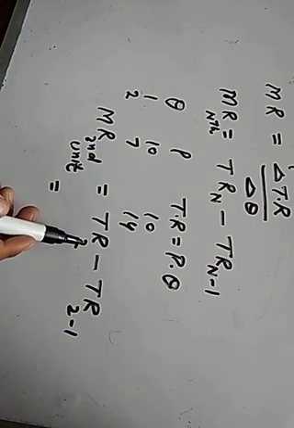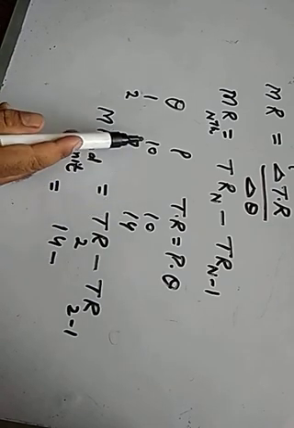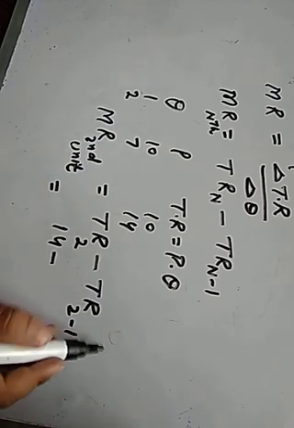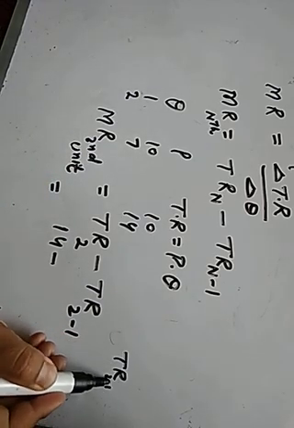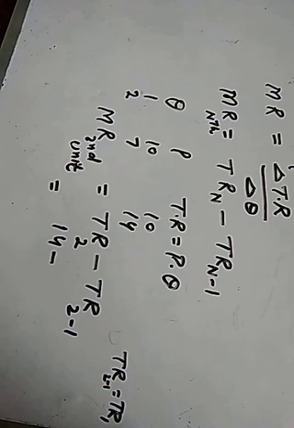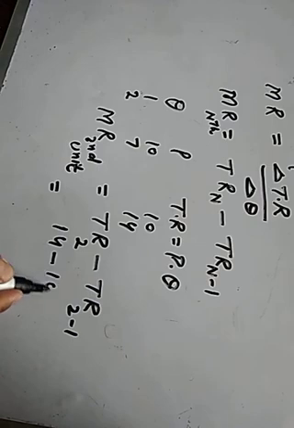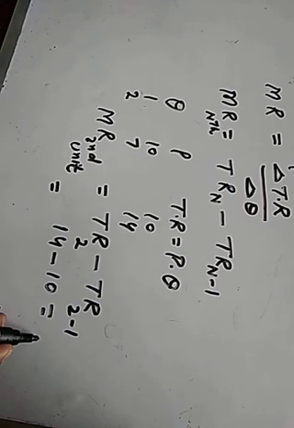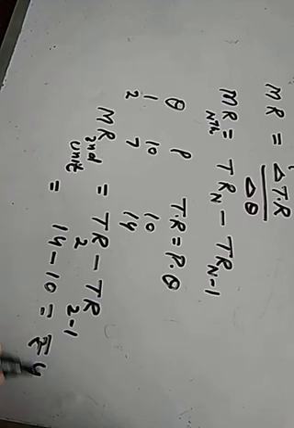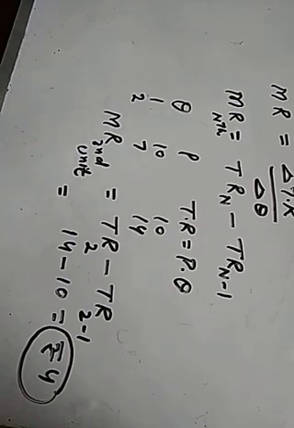And it will be equal to total revenue from 2 units of marker, which is equal to 14 rupees, minus total revenue of 2 minus 1, which is equal to total revenue of 1, that is total revenue of first unit, which is equal to 10 rupees. So it will be equal to 14 minus 10, which is equal to 4 rupees. This is the marginal revenue from the second unit of marker.